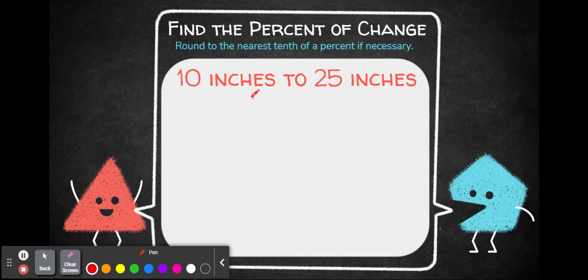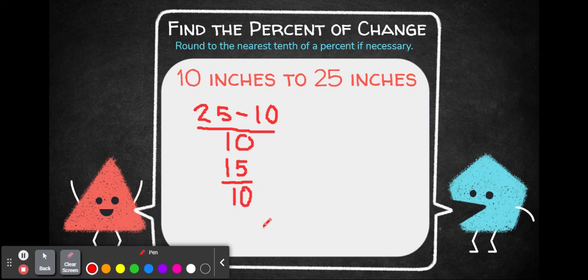We're always going to start with the larger amount. So we would start with 25 inches minus 10 inches all over the original amount, which we know would be the starting position. And since it says from 10 to 25, 10 is what we started with. Now we'll subtract 25 minus 10, which is what? 15. Divide that amount by 10.